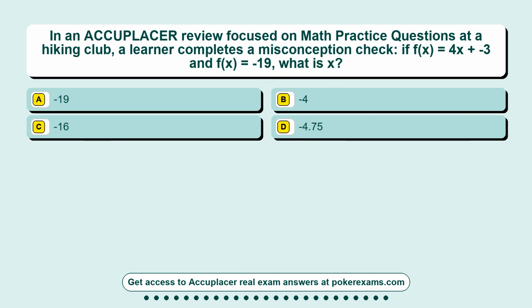Question 17. In an Accuplacer review focused on math practice questions at a hiking club, a learner completes a misconception check. If f(x) equals 4x plus -3 and f(x) equals -19, what is x?